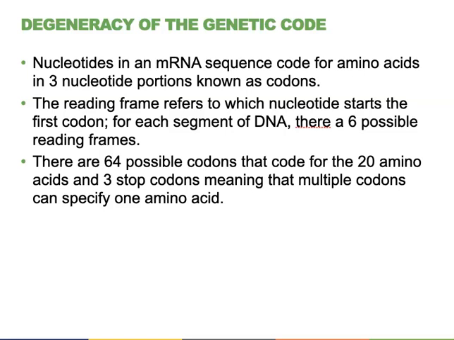Now, I'm going to pause here because this takes us in a completely different angle, and I want to pick up with a new idea when we come back. But degeneracy of the genetic code means that we need to introduce to you how it is we can take 20 amino acids and make all of the proteins that we need to make for all living structures on this planet.